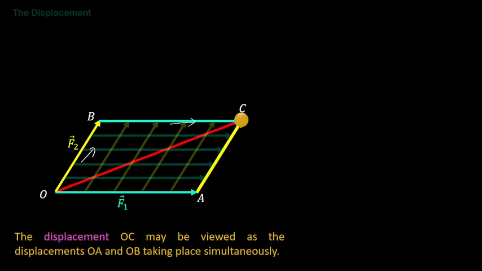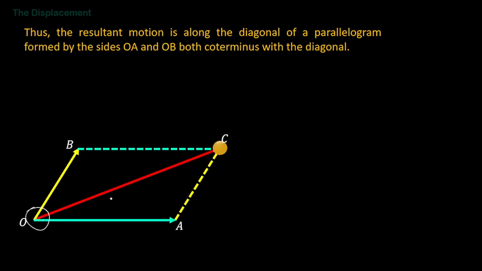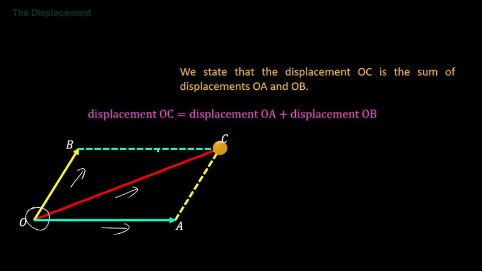The displacement OC may be viewed as the displacements OA and OB taking place simultaneously. Thus, the resultant motion is along the diagonal of a parallelogram formed by the sides OA and OB, both coterminous with the diagonal. We state that the displacement OC is the sum of the displacements OA and OB. We write it as displacement OC equals displacement OA plus displacement OB.